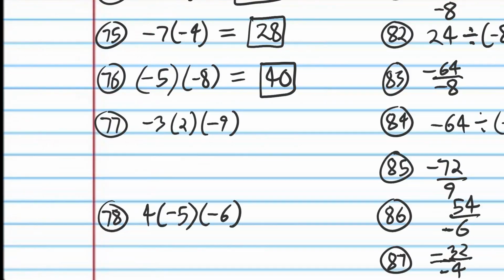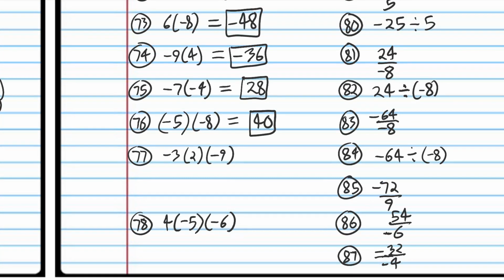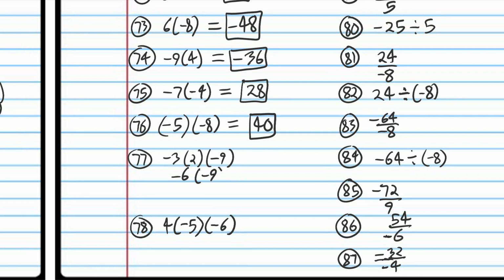All right, so here you have three numbers that you're multiplying. -3 times 2 is -6. -6 times, and because these are unlike signs, our answer will be negative. -6 times -9, those are like signs, so we get positive 54.